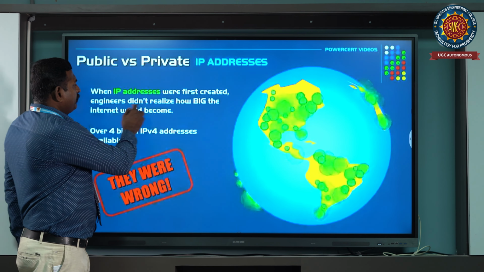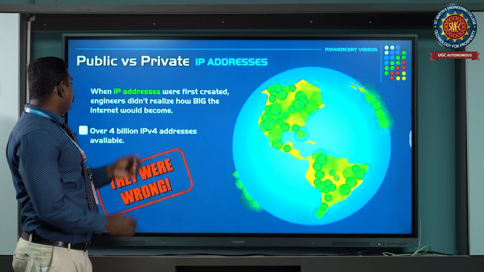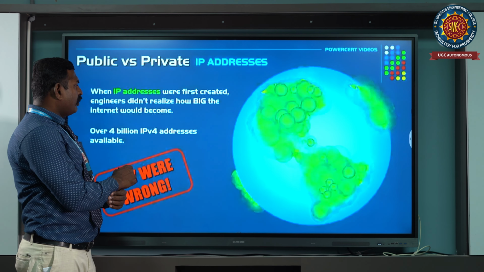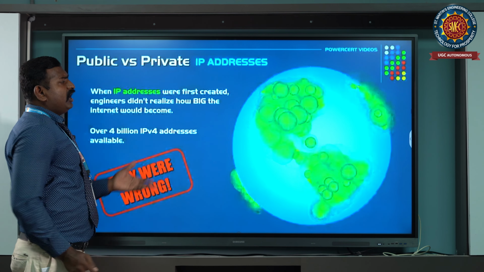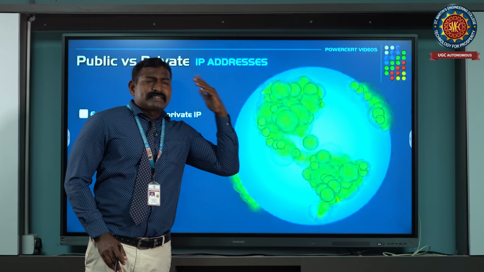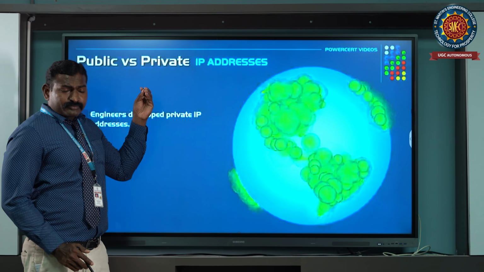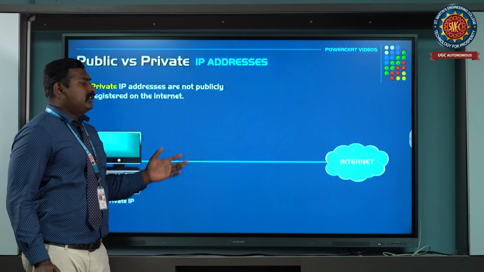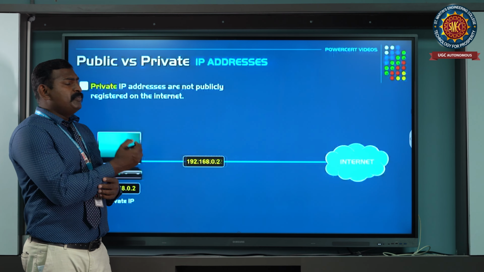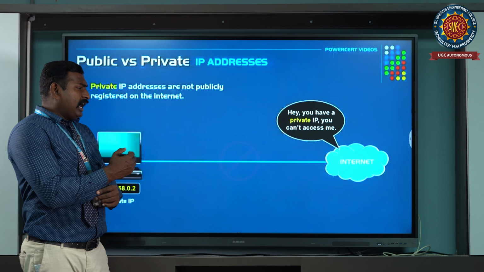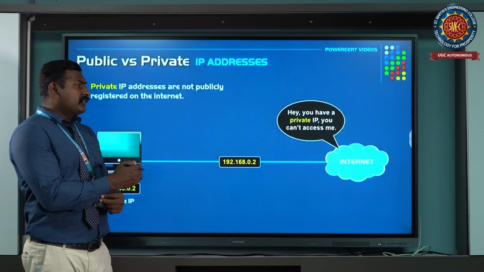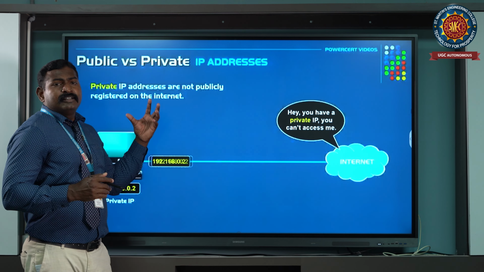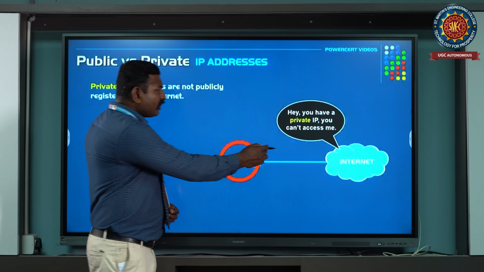When IP addresses were first created, the engineers did not realize how big the internet would become. We know that it may be a server or laptop or mobile. Nowadays we are all using more Android mobiles. We can get an IP address. Without an IP address, it is not at all possible. We cannot find our address. Look at here.